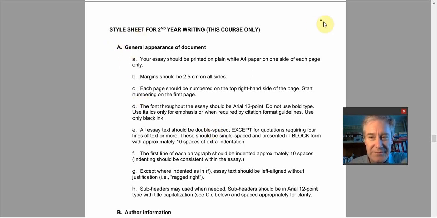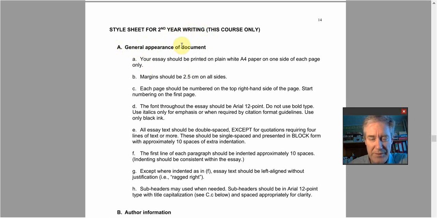So let's look here. We're on page 14 in the module. Style sheet for second year writing. So this course only. And I say this course only because you probably will use a different kind of style sheet when you write a diploma thesis or a master's thesis. So it's important to be aware that the style sheet will be different in different situations. And whenever you're writing something in a professional or academic context, you should always ask for the style sheet so you know what instructions to follow. So these are the instructions for this course.